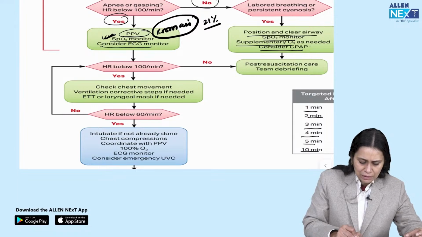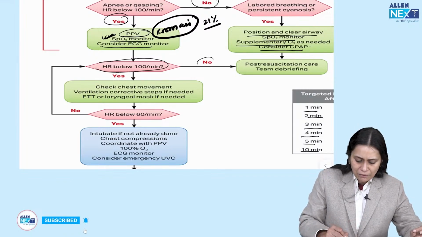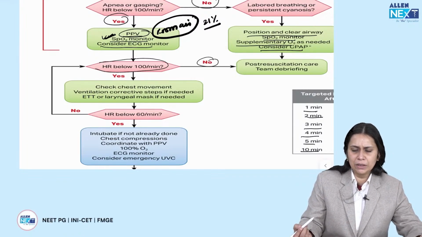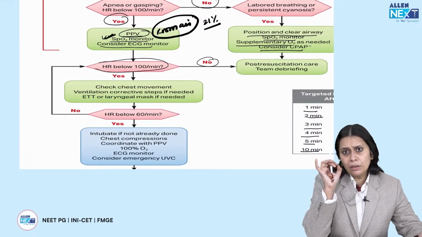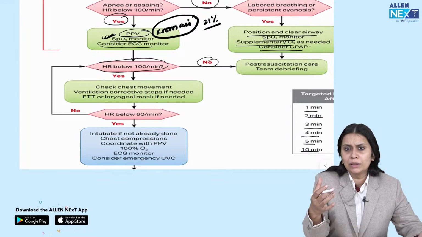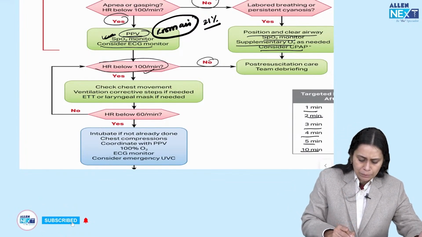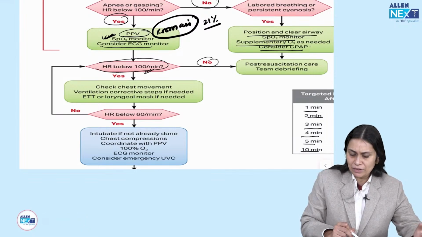And we put ECG electrodes. If the heart rate is above 100, the child has recovered. If it remains below 100, the child is not improving. You know, heart rate is the best indicator of resuscitation in a newborn. If it is improving, the child is improving.